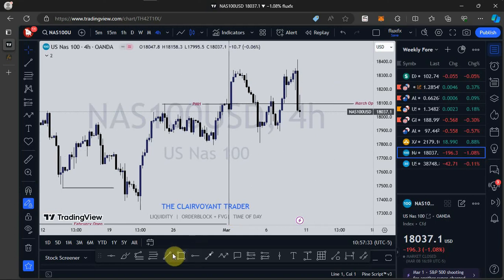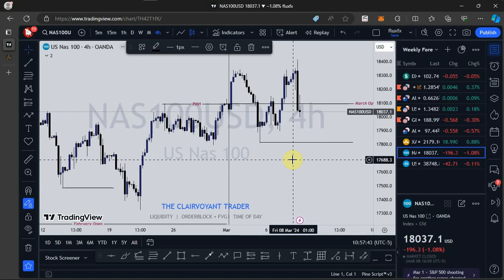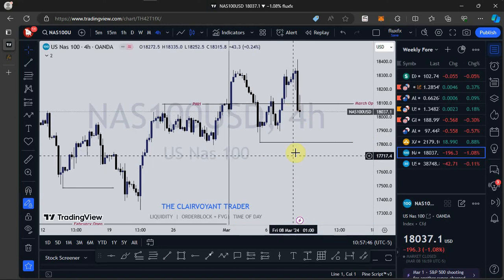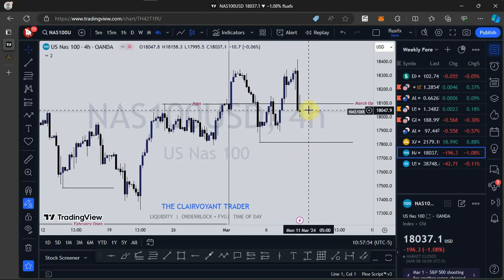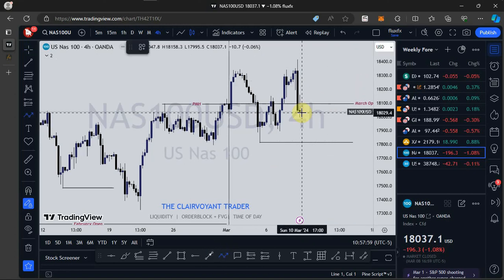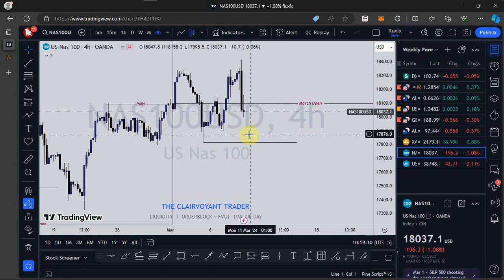My point of invalidation is going to be this low right here. If price takes out this low and closes below it, it will invalidate my idea of price pushing to the upside. But if going into next week we see price push up and close above this zone right here, then we see price push to the upside. That is my expectation so far as NASDAQ is concerned.